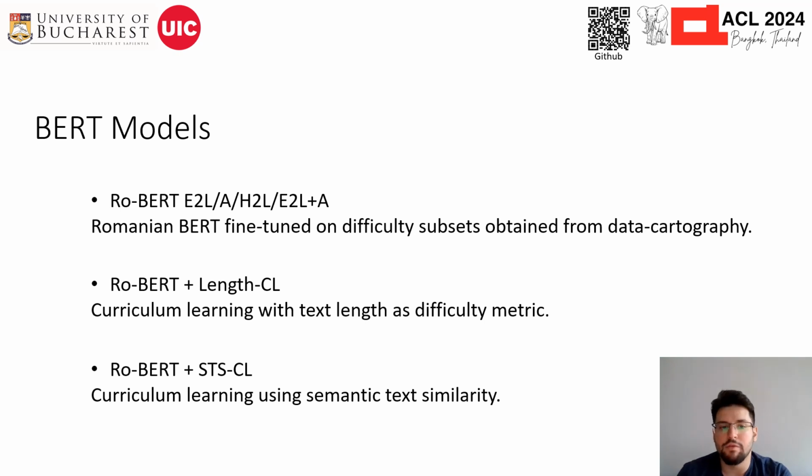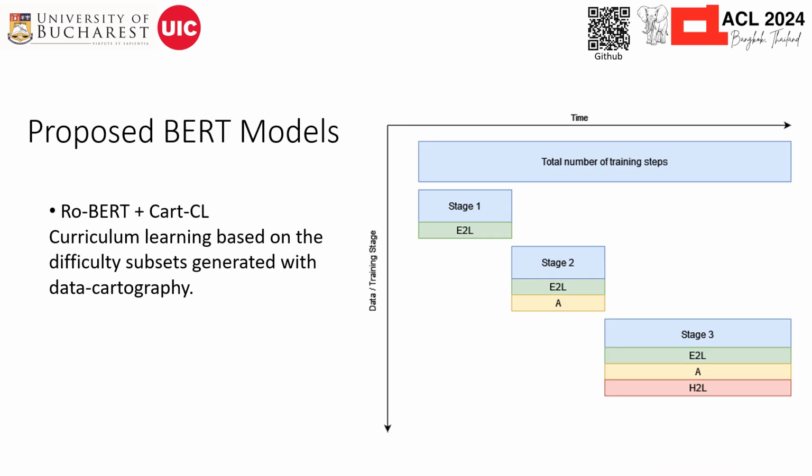After which we used RoBERT in conjunction with data cartography by fine-tuning on different difficulty splits. We employed a curriculum learning with text length as a difficulty metric, and we employed a curriculum learning using semantic text similarity as a difficulty metric. We propose a curriculum learning based on the difficulty subsets generated with data cartography. We fine-tune our RoBERT models in the following way.